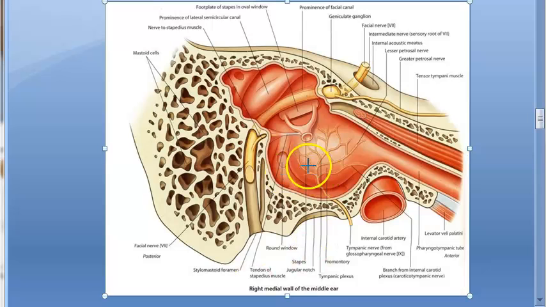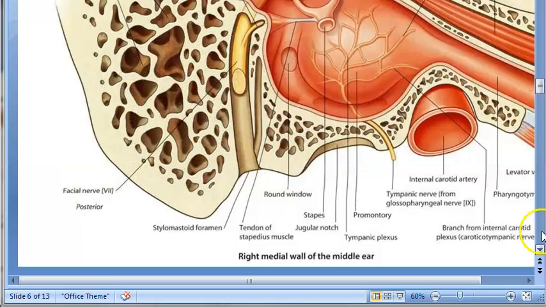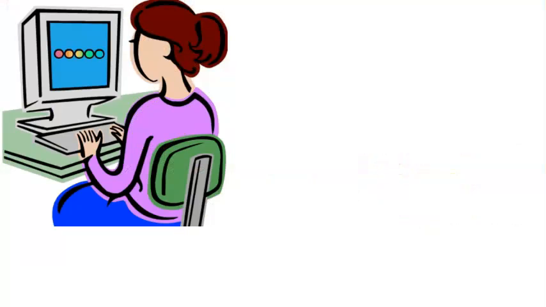Look at this, you can see the promontory here, right? Promontory, these are the tympanic plexus, isn't it? And here they have shown the tympanic nerve from glossopharyngeal nerve. Okay, let's zoom a little more. So can you see this? Promontory, tympanic plexus, glossopharyngeal nerve, the tympanic nerve from the glossopharyngeal nerve. Okay. So till here, have you understood?